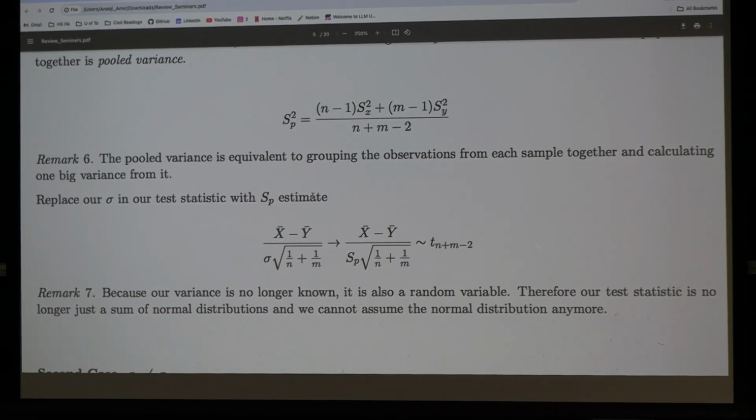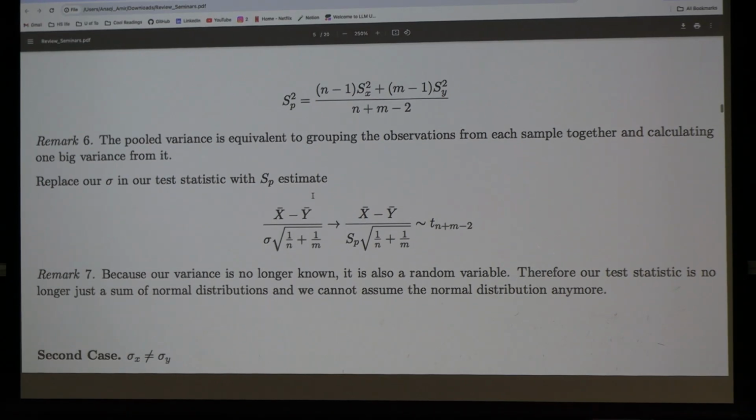It's very likely that in your exam, they're going to give you something like your two populations and your two sample variances, and they might ask you to calculate pooled variance based on that. Any questions? Nope. All right.